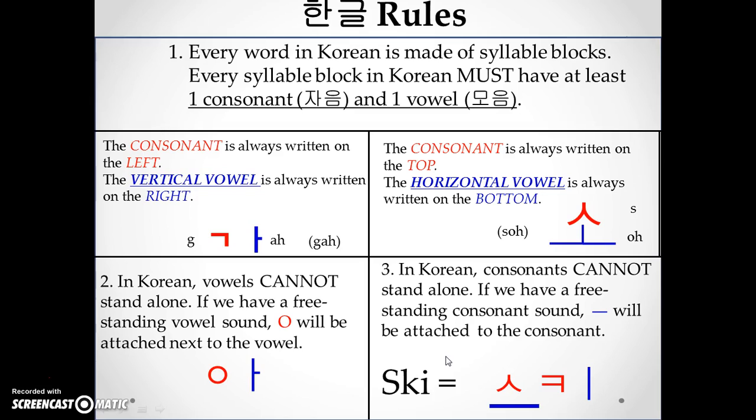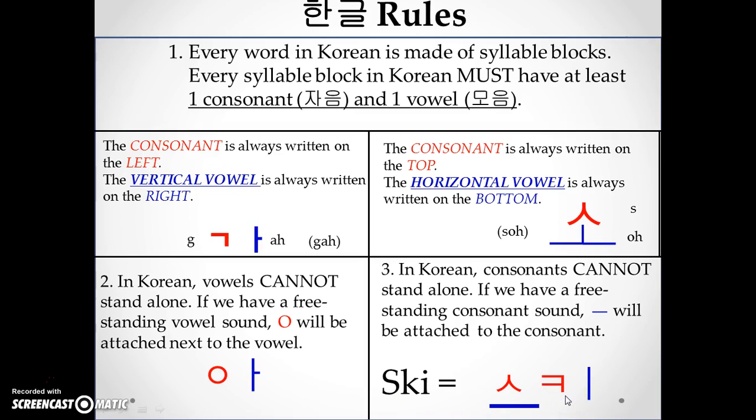Another rule you should know: in Korean, consonants cannot stand alone. If we have a freestanding consonant sound, a vowel will be attached to it. In ski, the K-I, key part already has the consonant, so we write it this way. But the S, the first letter in ski, is a freestanding consonant, so we have to put the U at the bottom. And so ski in Korean becomes seu-ki.